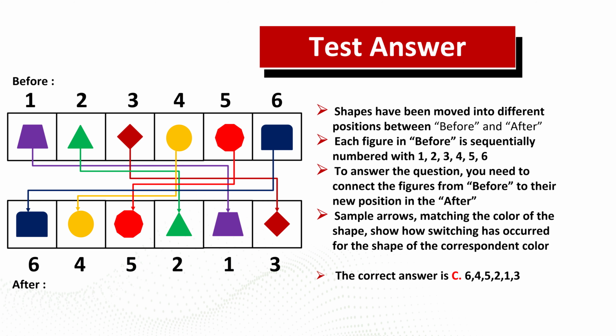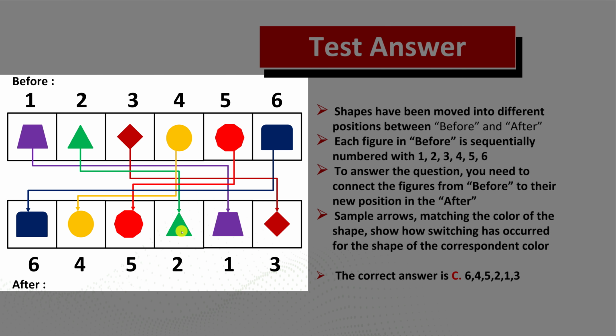To solve this challenge, you need to trace the position of the object from before to after. For example, if you look at the green triangle, you will see that it was in position 2 before, and after the switching it moved into position 4. In general, these types of questions are not very challenging. The challenge is that you have limited time and you need to do all of this exercise mentally. For 6 objects, it might be tricky.